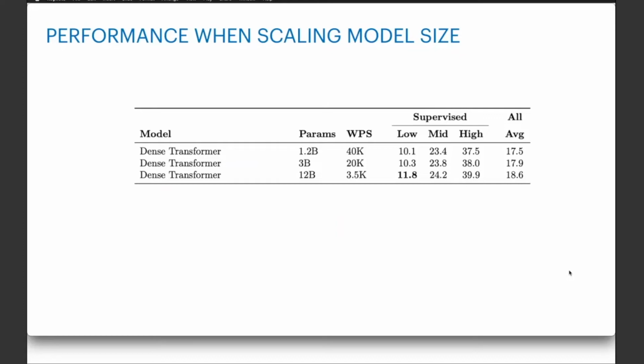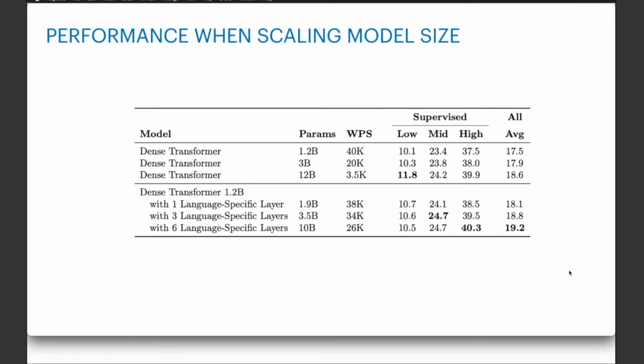And so if we have our dense model, we can see that the performance continuously increases, right? But the words per second, the amount of translations we can actually produce, becomes very slow. So we go down an order of magnitude from like 40,000 words per second to like 3,000 words per second. So it's super, super slow.